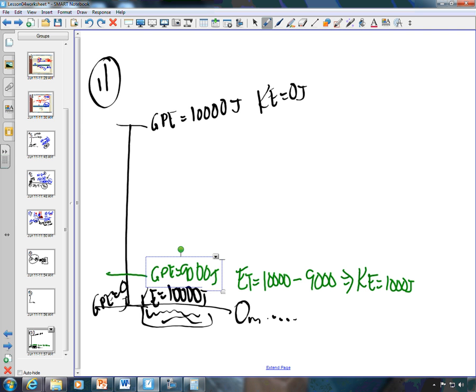I'm sorry, gravitational potential energy. So this is the kinetic energy. Boy, that's frustrating. That was 1,000 joules of GPE. You poor guys, you're probably yelling at me. 1,000 joules of GPE, and we're left with 9,000 KE.